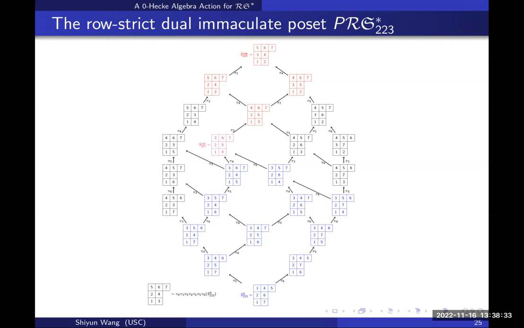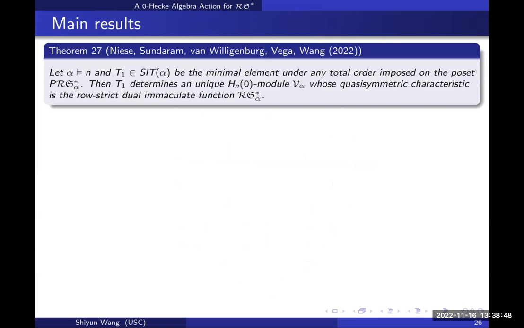So all the same thing for all the other elements, they're cyclically generated. And actually, the quasisymmetric characteristic of that whole module would be our rho-strict dual immaculate function.